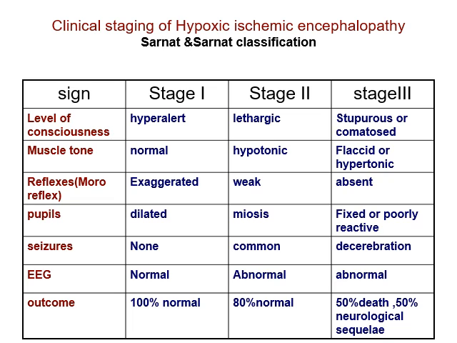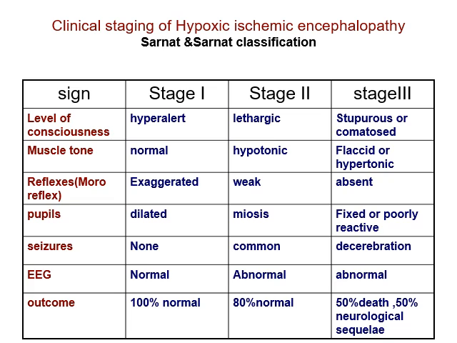This is a very easy way to differentiate. I will tell you, for stage 1, the sympathetic system is affected. So the level of consciousness is hyperalert, the muscle tone is normal, reflexes are exaggerated, the pupils are dilated as in the sympathetic stimulation, and very important, there are no seizures and the EEG is normal.